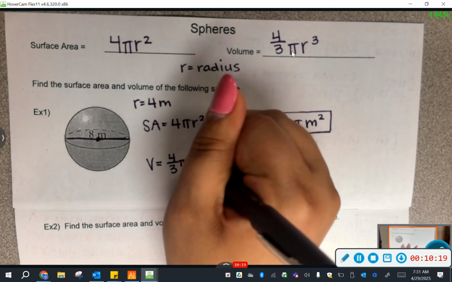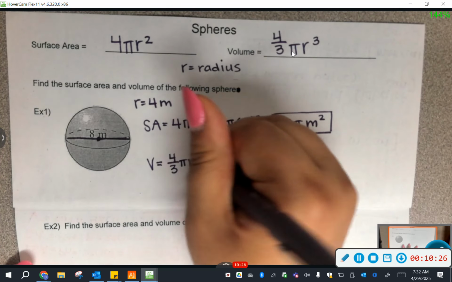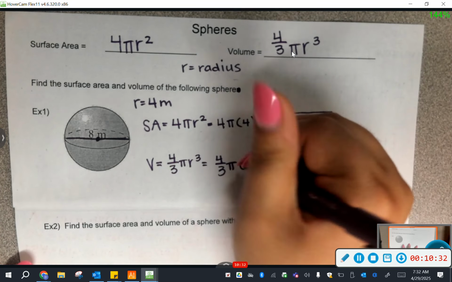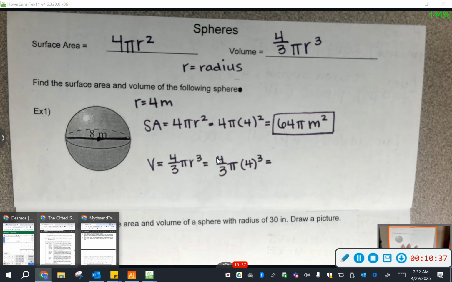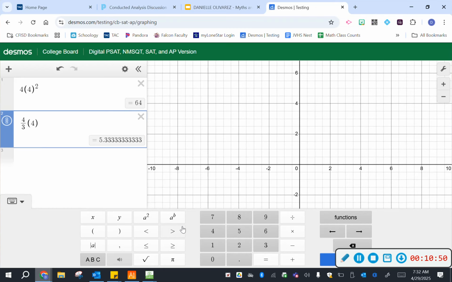4/3 pi r cubed. Biggest mistake people make, even though they're looking at it, is they put a squared right there. Volume is cubed. So 4/3 pi, what's my radius? 4 cubed. And when you put this in Desmos, do y'all know how to do cubed in Desmos? 4/3, we're not going to put pi, 4. You can do the, right here, can y'all see? Do y'all see this A raised to the B? If y'all click that, it goes up, and you can just type in the 3.